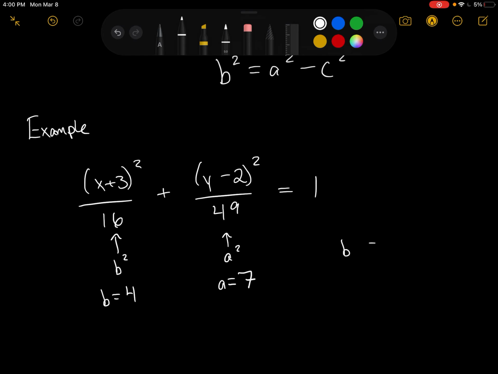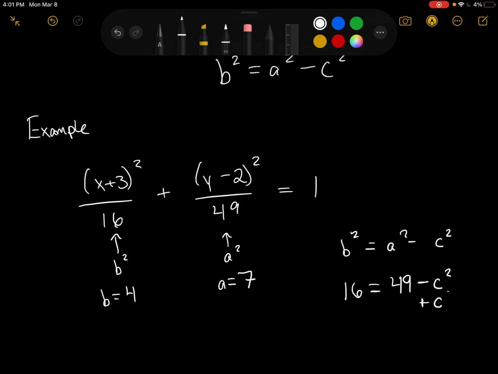So we can use this to plug into what we have from above. So b squared equals a squared minus c squared. I think my 4% battery is making it difficult for my pen to write here, but we'll keep powering through. So b squared here is 16. A squared here is 49 minus c squared. So we would go through and solve this for c squared.